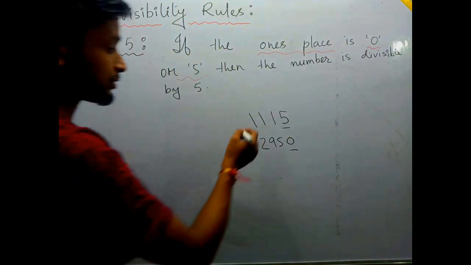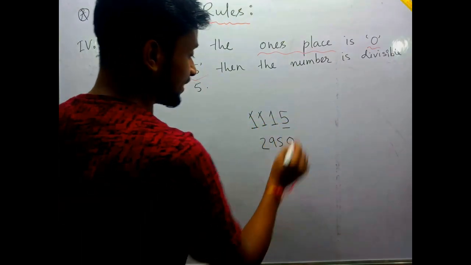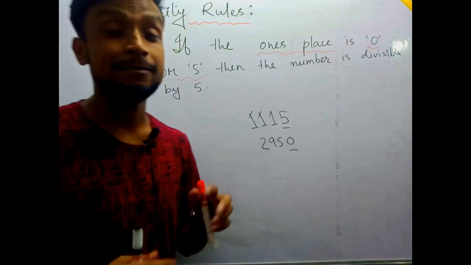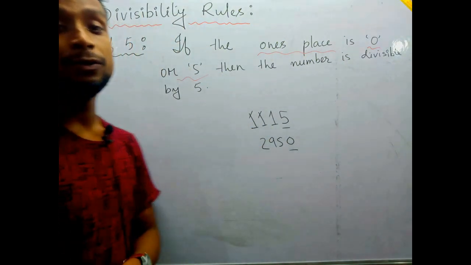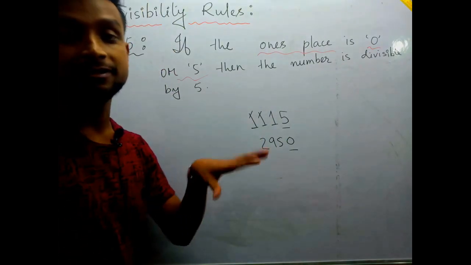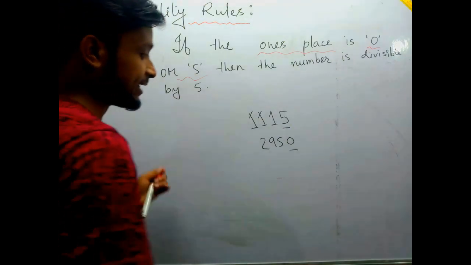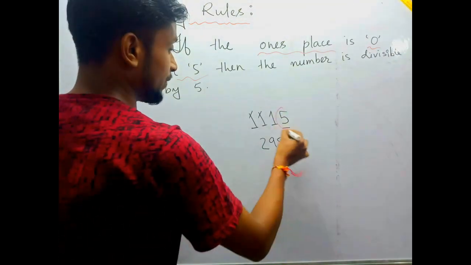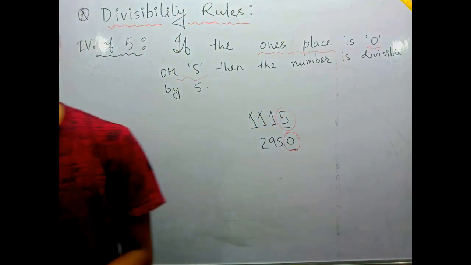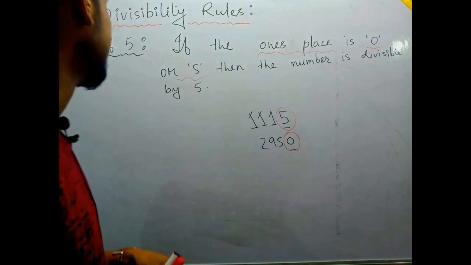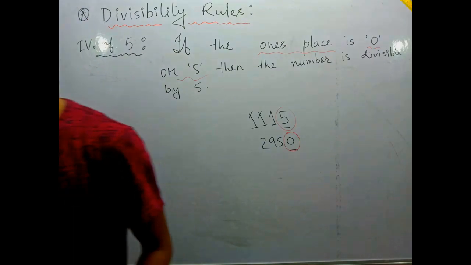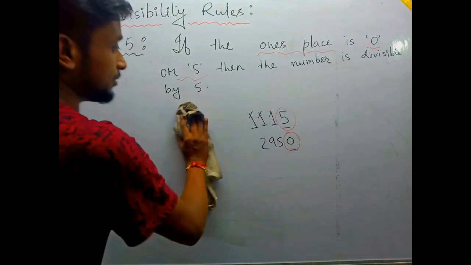Okay, so 1115 is a multiple of 5, we can divide it exactly by 5 without leaving any remainder. 2950 also will be divisible by 5, as in the ones place we have 5. That means these numbers are ending with the digit 0 or 5. Clear? So this is the divisibility rule of 5.